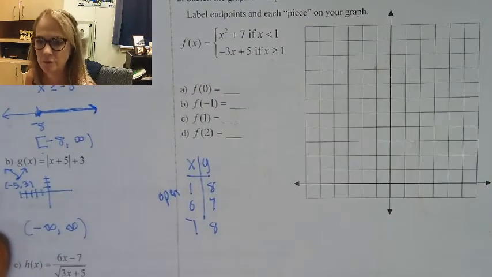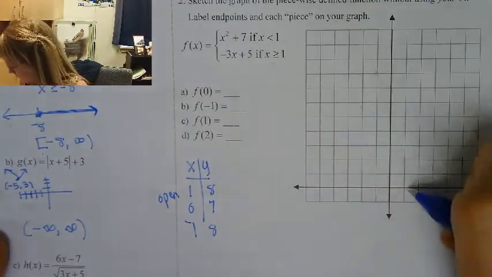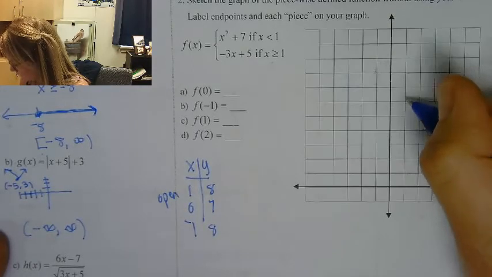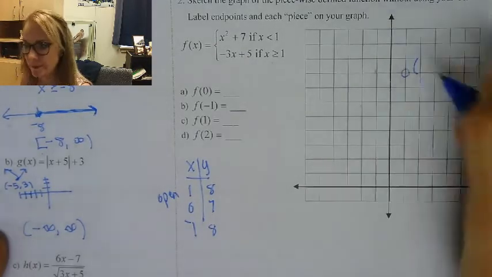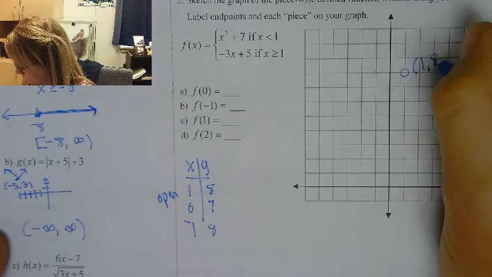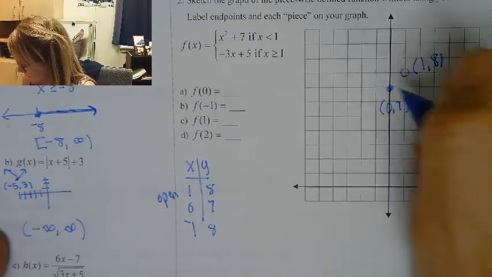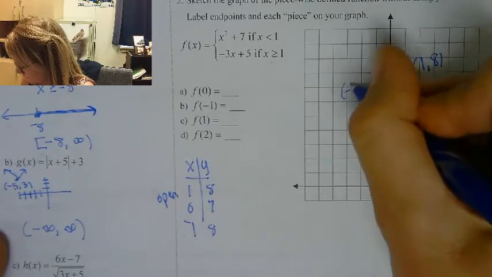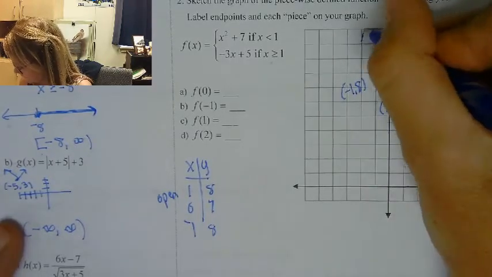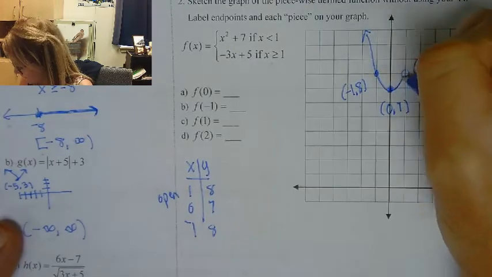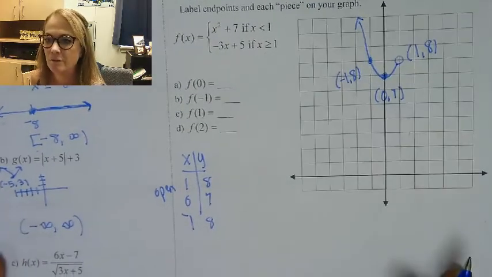We know this will be a U-shape. So let's go to 1, 8, 1, 2, 3, 4, 5, 6, 7, 8. I'm big on labeling, so we're going to label that point. And there's our 0, 7, and here's our -1, 8, and we've got the U shape established, and there you go. So there's the graph of the first rule.